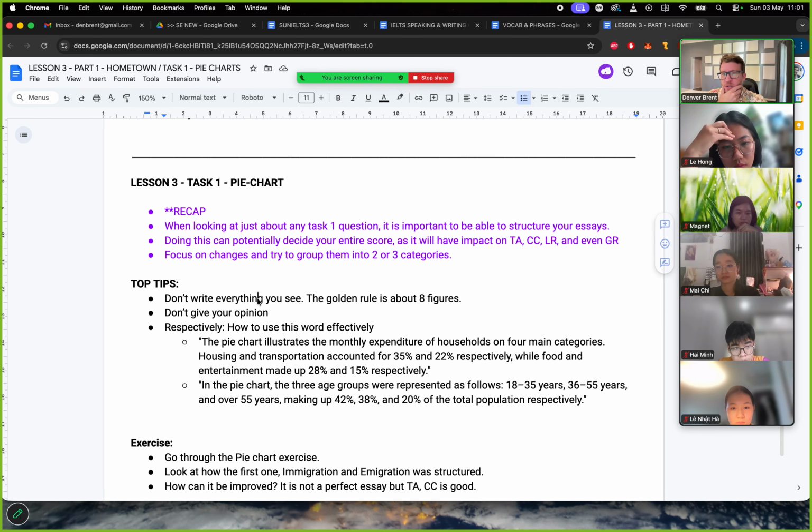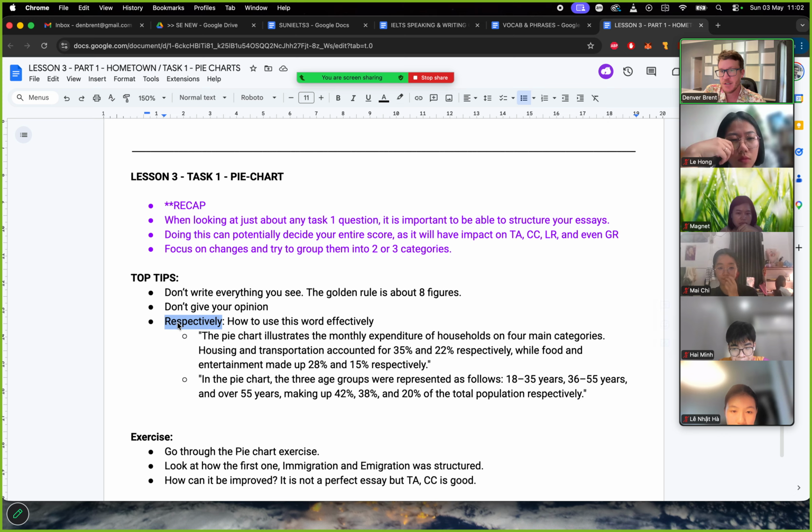So this is the same when you do pie charts, if you do line graphs, whatever you do. The golden rule is you want 8 figures. You don't want to have more than 8 numbers or dates or anything like that, because it can start to get confusing.